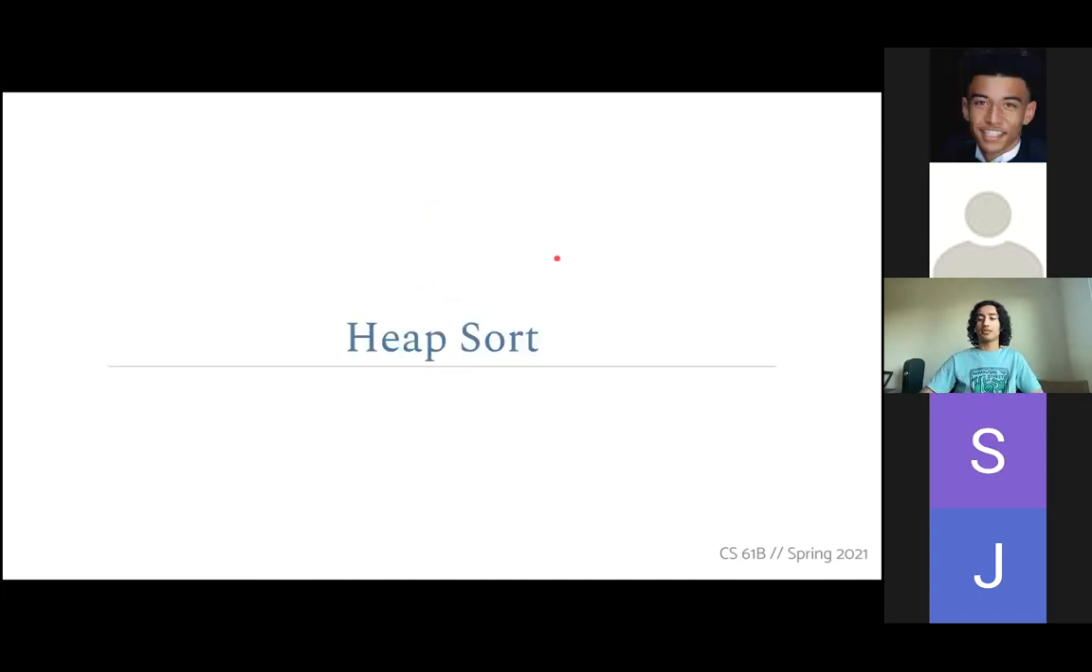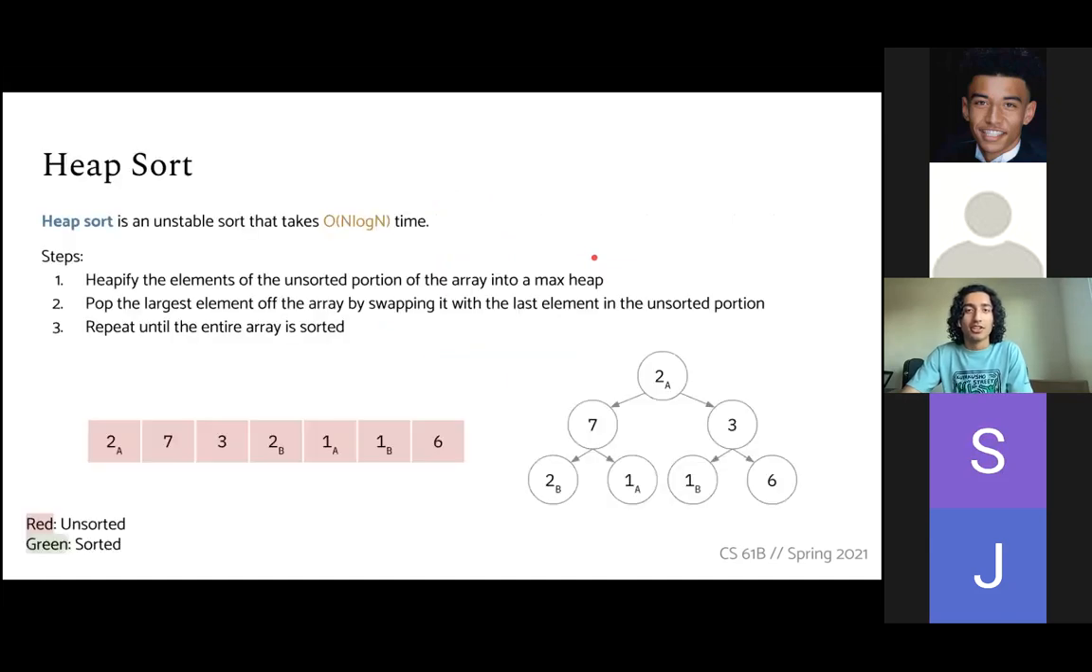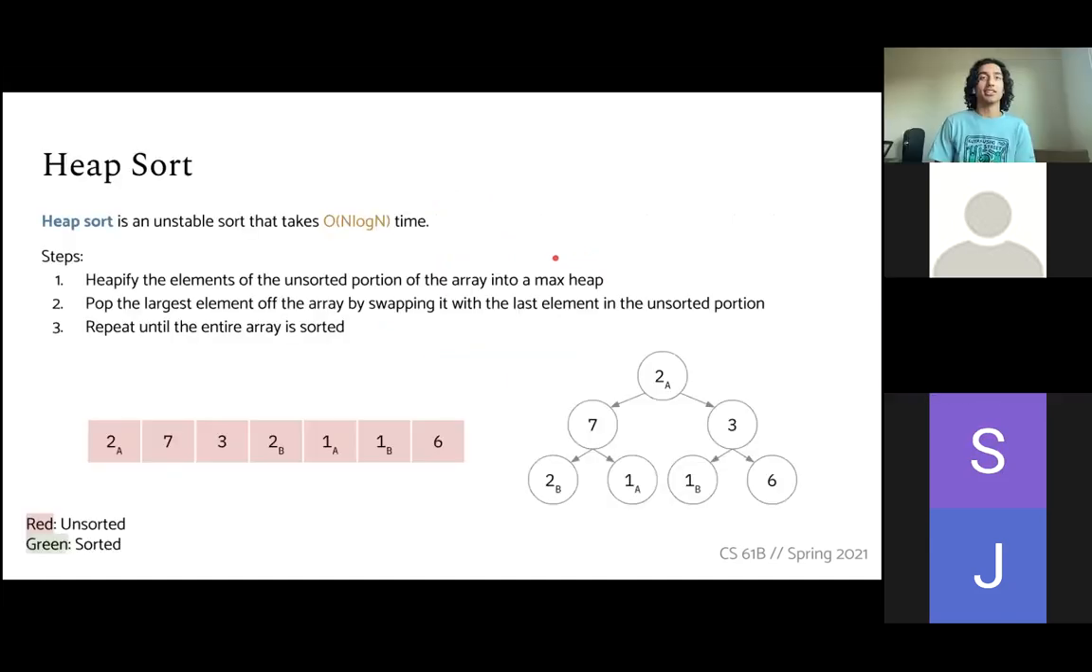Let's move on to heap sort. Heap sort is an unstable sort, and it takes O(n log n) time. What we're doing for heap sort is taking advantage of the heap property, and we're going to use a max heap. Essentially, we toss all of the elements in our current array into a max heap. After we do that, we heapify the unsorted portion, and then we pop off the largest element by swapping it with the last element in the unsorted portion, and we repeat until the entire array is sorted. The details of heapifying I'll assume we know already.